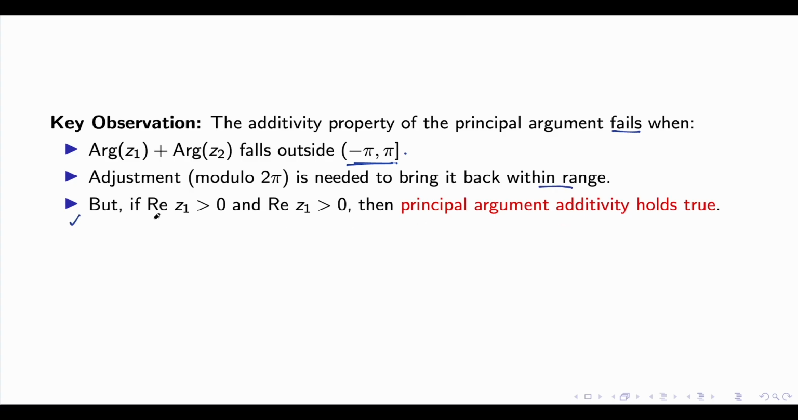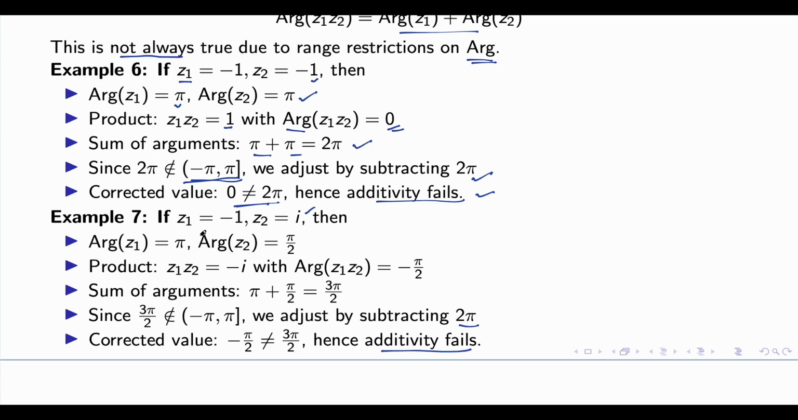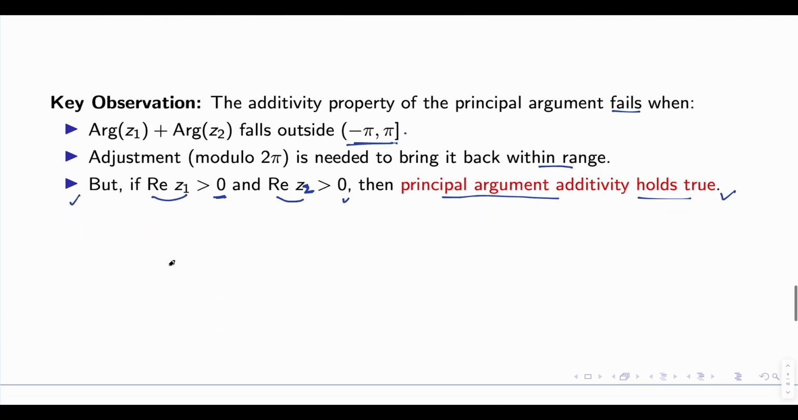But if the real part of z1 is greater than 0 and the real part of z2 is greater than 0, then in that case the principal argument additivity holds true. So this is the condition. If you see the two examples which we have taken, in all the cases the real parts are not greater than 0. So the real part of z1 is actually less than 0, right? So if we have this condition, real part of z1 greater than 0 and real part of z2 greater than 0, then this additivity property of the principal argument holds true, right?